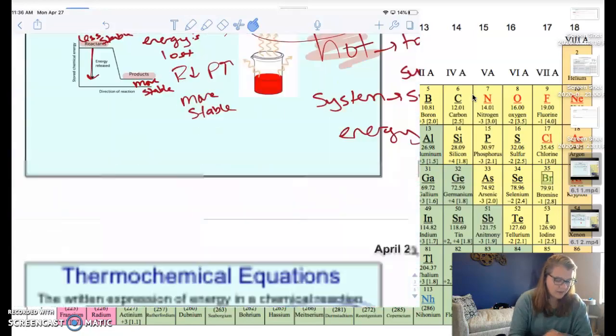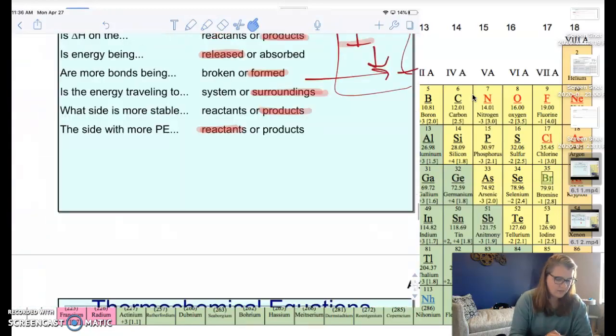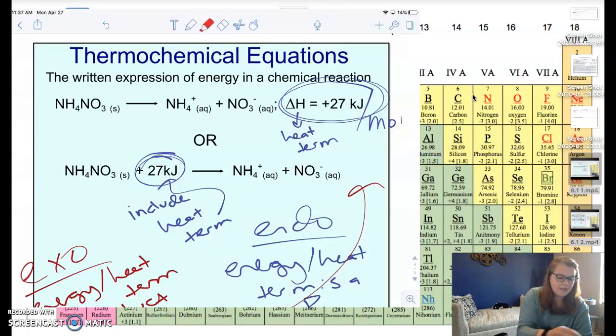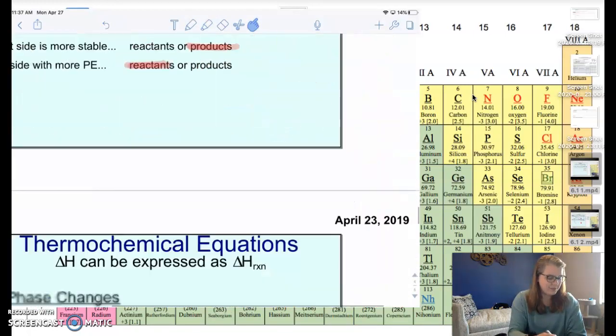We've talked about two different ways that we can write out the heat term within an equation. We can include the heat term off to the side of a reaction, like this. So we can write semicolon delta H and then include the value, or we can include the heat term in the reaction, either putting it as a reactant if it's endothermic, if the energy is being absorbed, or putting it as a product if it's exothermic, if the energy is being released.